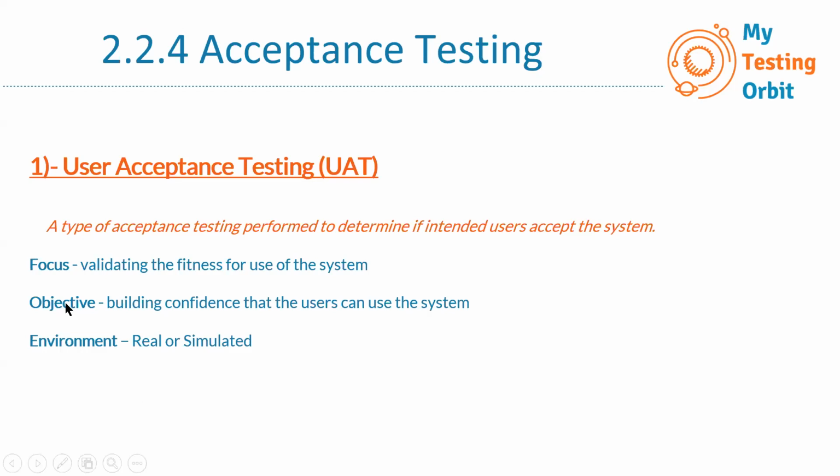If we see in UAT what the focus is, the focus of UAT is validating the fitness for use of the system, that is, whether the system is ready for use or not. And the objective of UAT is building confidence that the users can use the system. And the environment is real or simulated.